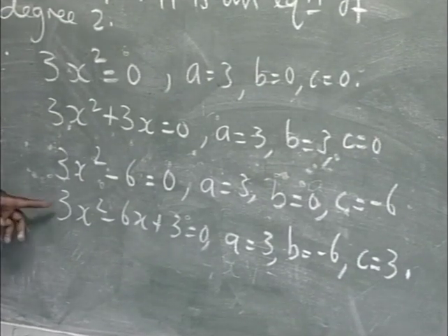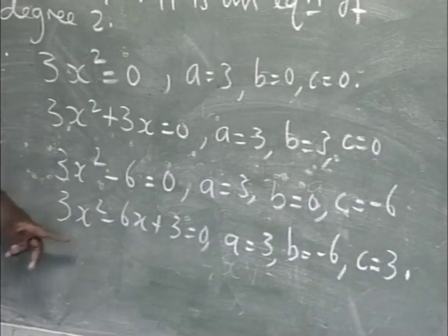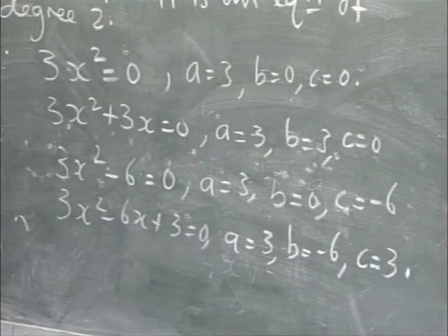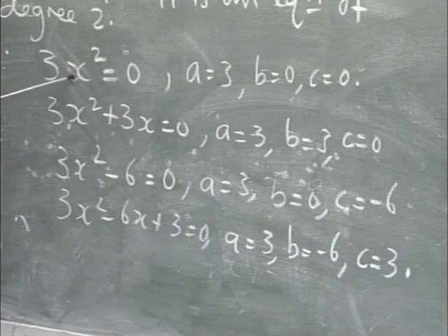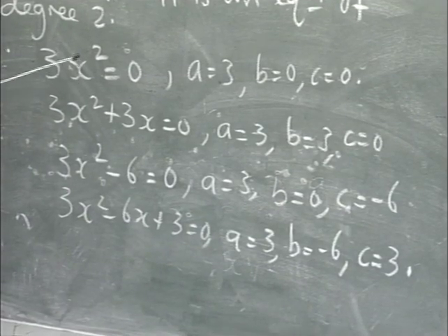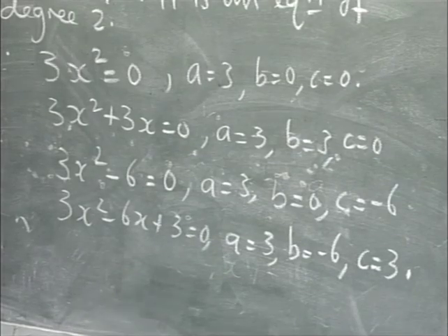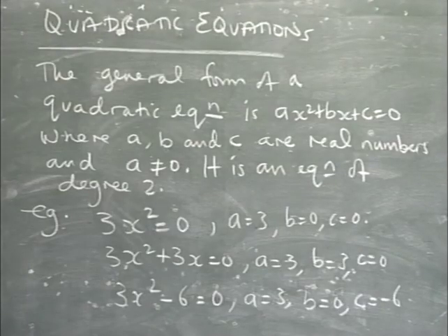Sometimes it can be written like this, 3x squared minus 6x, and then this 3 will go on to the other side. But so long as x or the unknown is raised to the power of 2, that is a quadratic equation. It will always be in the form ax squared plus bx plus c. So please take note of that. That's how you recognize quadratic equations.